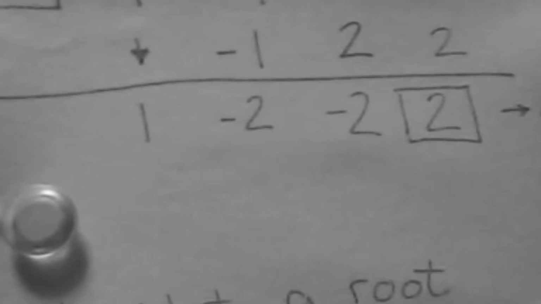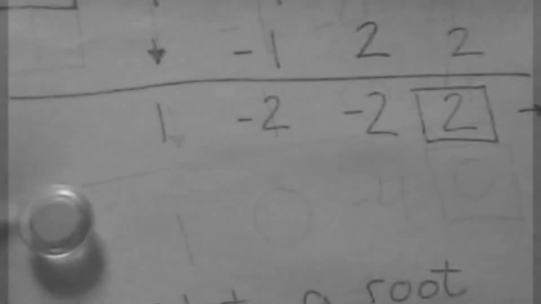I will start with the first root, negative 1. Negative 1 is not a root of this polynomial, because it does not have a remainder of 0. The next root is 1. 1 is a root of this polynomial because it does have a remainder of 0.